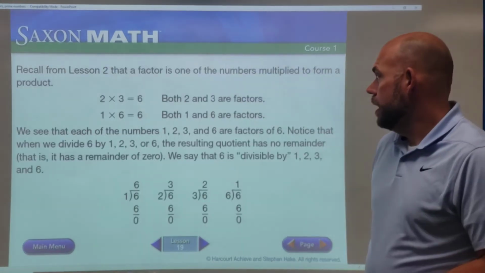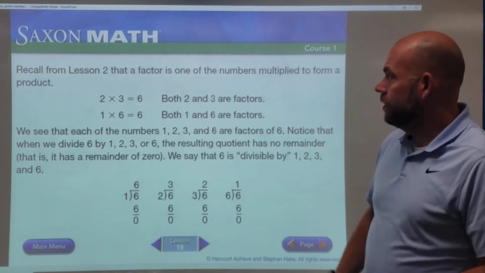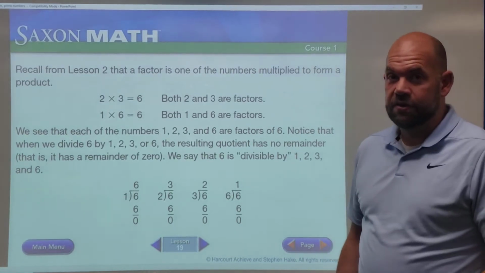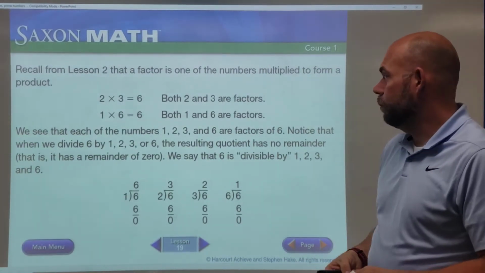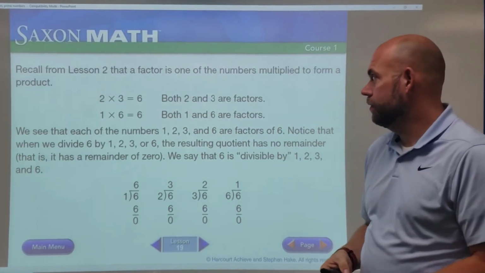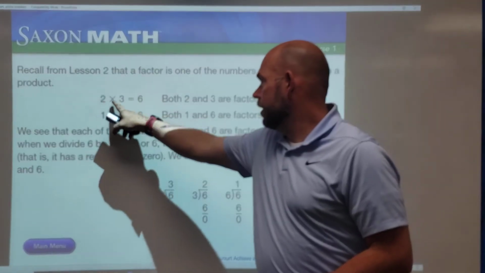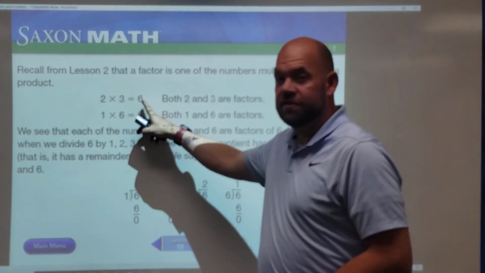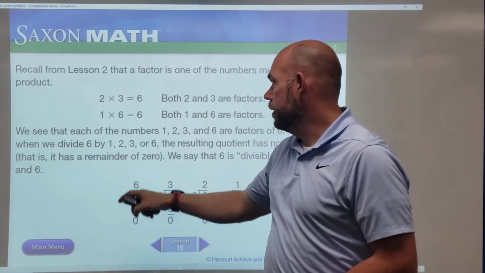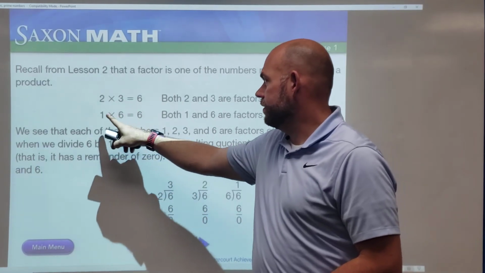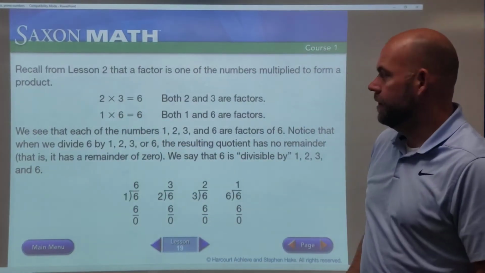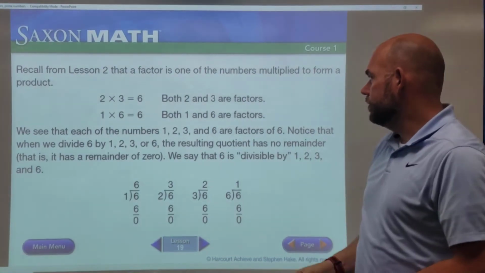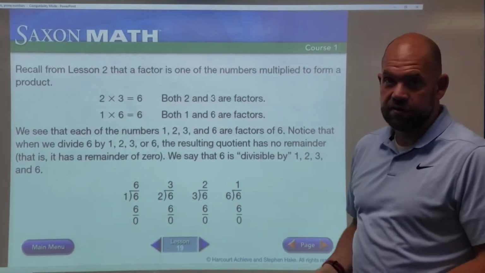In Lesson 2, we talked about factors. Factors are any two numbers that, when they're multiplied, form a product. So for example, 2 times 3 is 6, the product is 6, the factors are 2 and 3. In 1 times 6, the factors are 1 and 6, and 6 is the product. So we can see that 1, 2, 3, and 6 are all factors of 6.